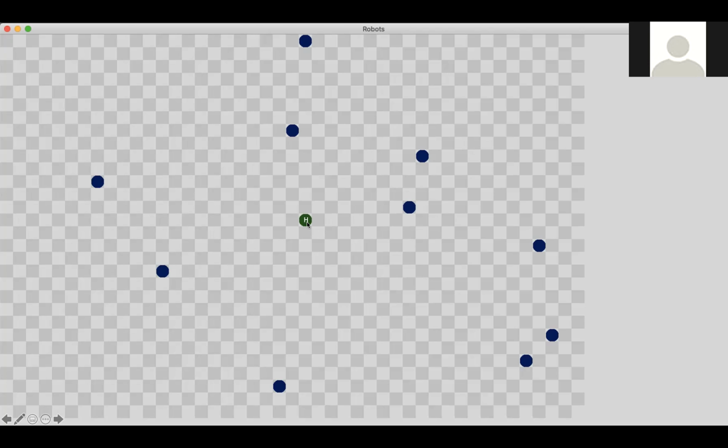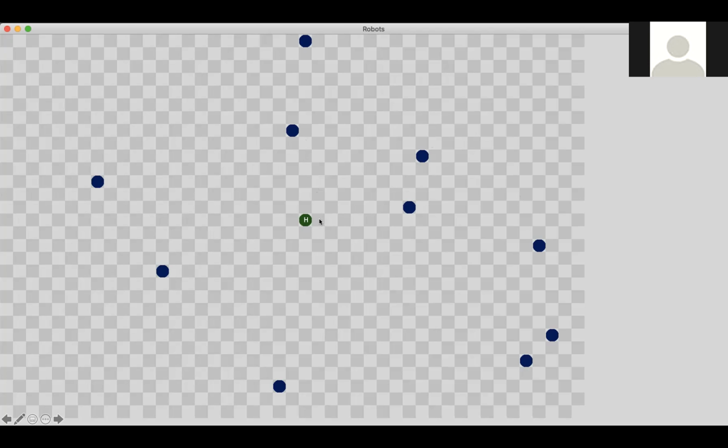But you are a human. At the moment, you're right here in the middle of the board. And there's several other elements scattered around. And they're all robots, and they're chasing you. And if they catch you, you're dead and the game's over. And your goal is to kill all of them before they kill you.